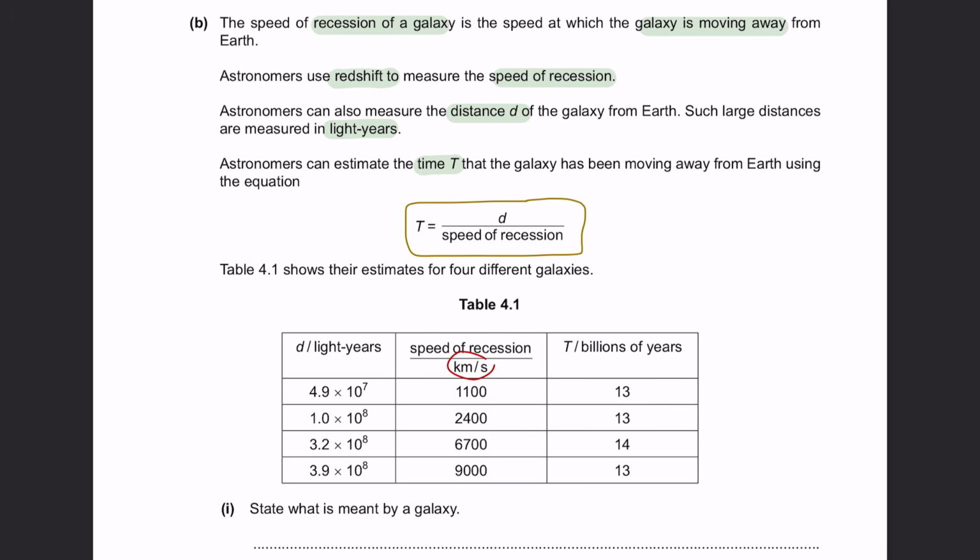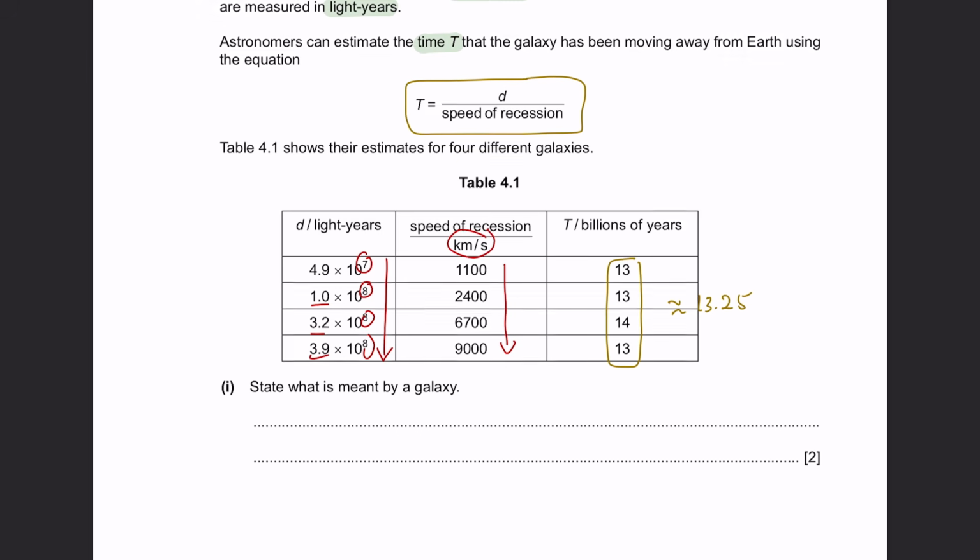So this is the speed in kilometers per second, and we can see that the speed increases when the distance of the galaxy from the Earth increases. However, the time here is approximately 13.25 billion years. Question part 1. State what is meant by a galaxy. A galaxy is a collection of billions of stars.